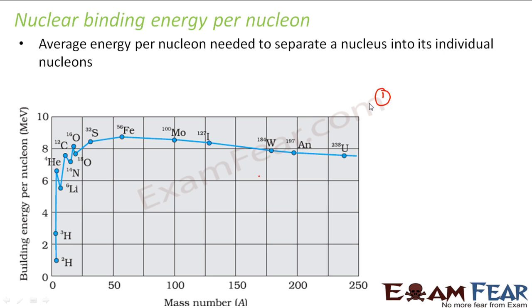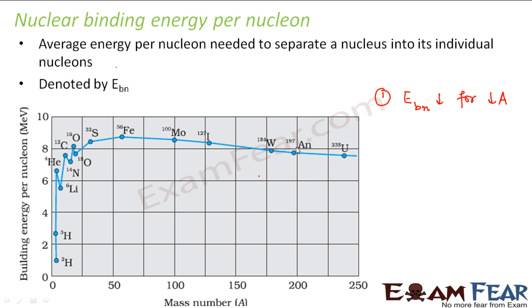Now, how do we denote binding energy per nucleon? It is generally denoted by EBN, whereas whenever you have only EB, that is binding energy. So what is the first thing that we observe here? The first observation is that the binding energy per nucleon is less for lesser mass numbers. If you see the lower half, the binding energy is very less, right?